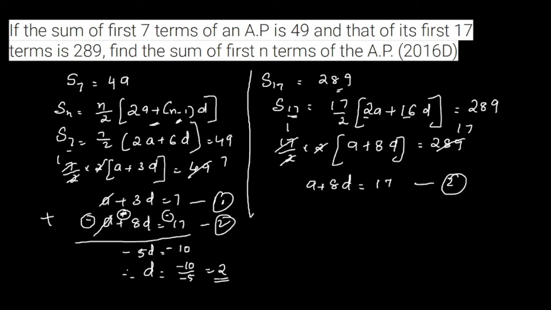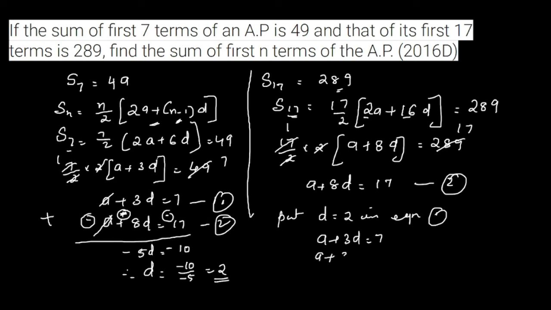Now we will find a. The common difference is 2. Then put d is equal to 2 in equation 1 or 2. In equation 1. What is equation 1? A plus 3d is equal to 7. You can substitute d is equal to 2 in either equation 1 or equation 2. Both you can do. Since a plus 3d is equal to 7, I have taken the first equation. You can substitute in any of these equations.